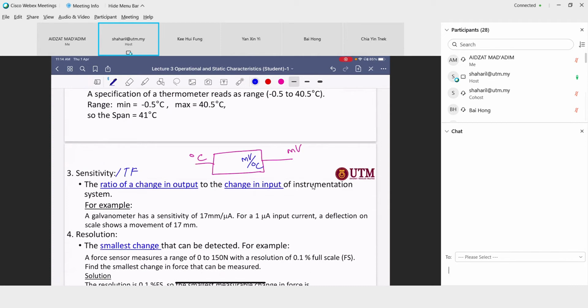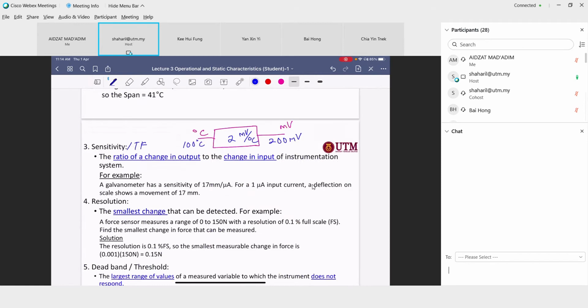All right, and then for example, when you look at your data sheet, it gives the sensitivity equal to 2 millivolt per degree. And of course, if the temperature you measured is 100 degrees, then you should get an output of 200 millivolts. Okay, this is the concept. So by looking at the sensitivity, we can know the output that we can get.